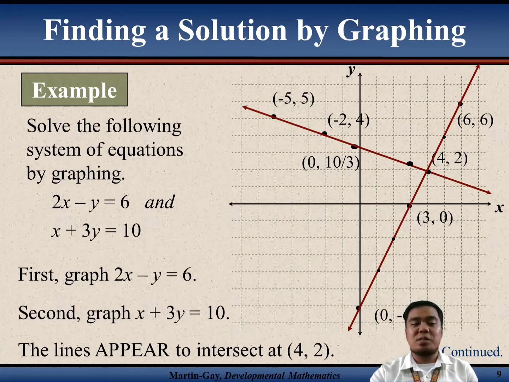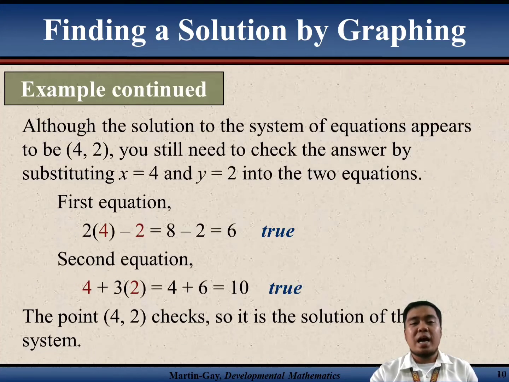How will I test if this is really the solution? Of course, I will go back to the definition. I am going to substitute that value into the two equations, and if it satisfies both equations, then that is the solution set. As I substitute (4, 2), the point of intersection, into the two equations, we notice that it comes out true, or it satisfies the two equations. So I can consider that (4, 2) is the solution of the system of linear equations.